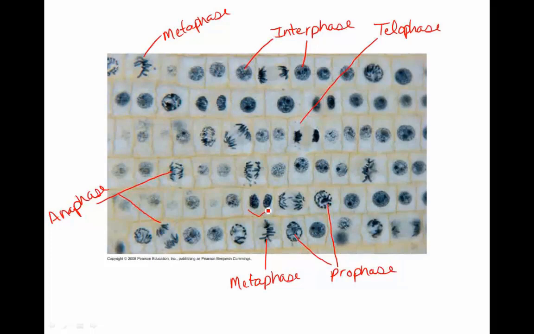Now with the phases of mitosis, you want to know what's happening during each one of the phases, and we also want to know what the cell looks like. That is both from drawings of the cell and then also from real pictures of the cell as we're looking at on this particular slide.